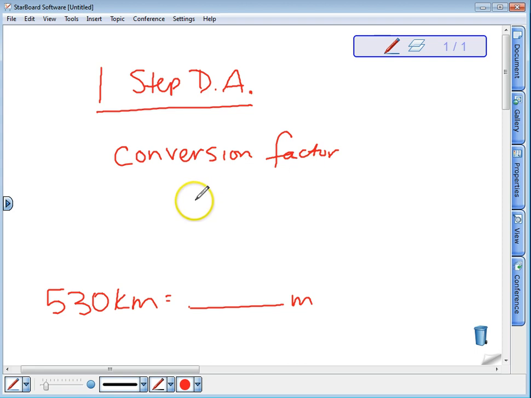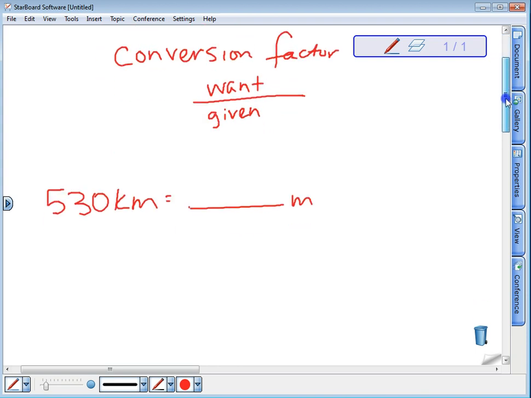A conversion factor is just a fraction that puts what we want over what we're given in a proportion. So we're going to put the unit that we want on top and the unit that we are given on bottom, and we're going to put numbers in so that they're equivalent. Let's look at an example.